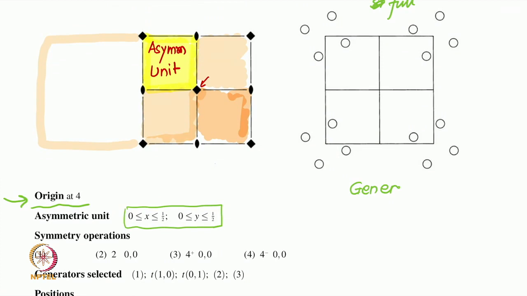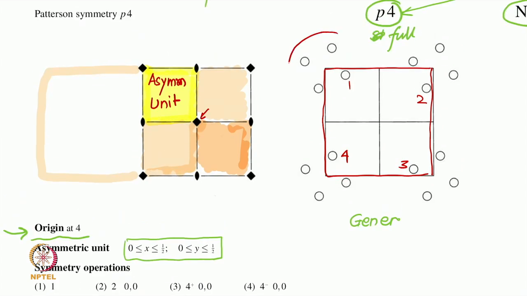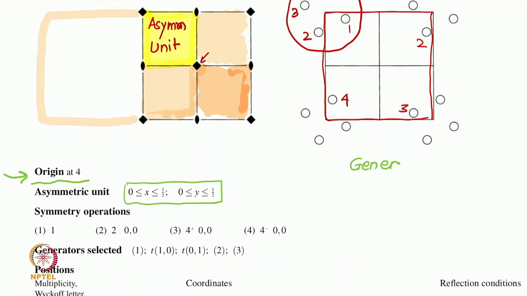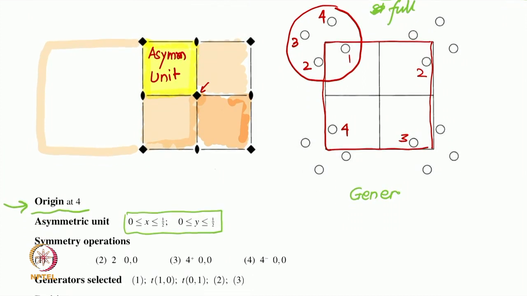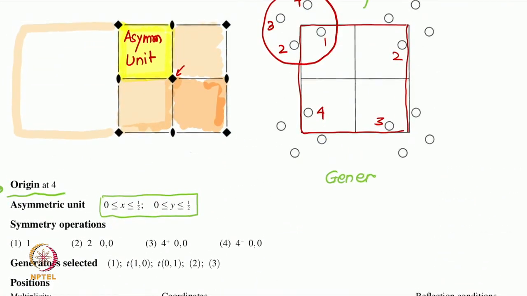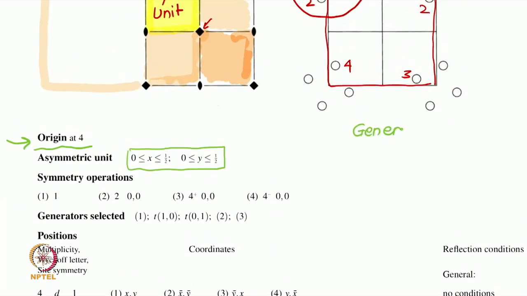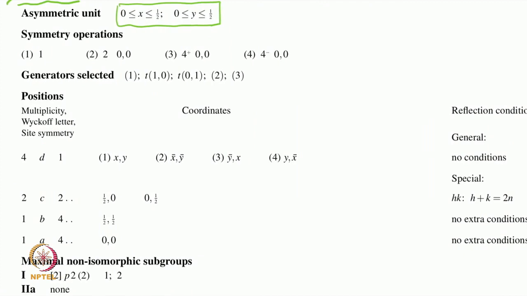Now, if you see the general positions, there are four within the unit cell. You can call them 1, 2, 3 and 4. However, the coordinates which are given are usually the ones which are near the origin. So they will select these four as your general position. And then corresponding to each position, there are symmetry operations. My numbering may not coincide with this. We will fix that. Let us see what their numbering is.